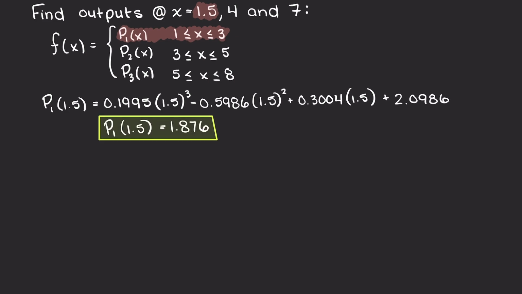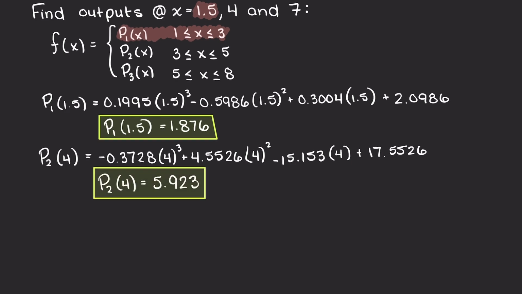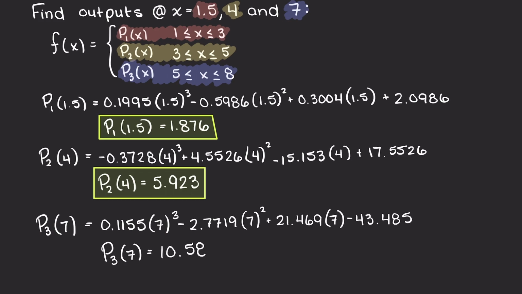This results in an output of 1.876. Secondly, for an input of 4, it falls on our second interpolating polynomial, which has an output of 5.9. Lastly, for our input of 7, we will use our third and final interpolating polynomial. This results in an output of 10.58, and we have now answered all the questions that we are being asked.